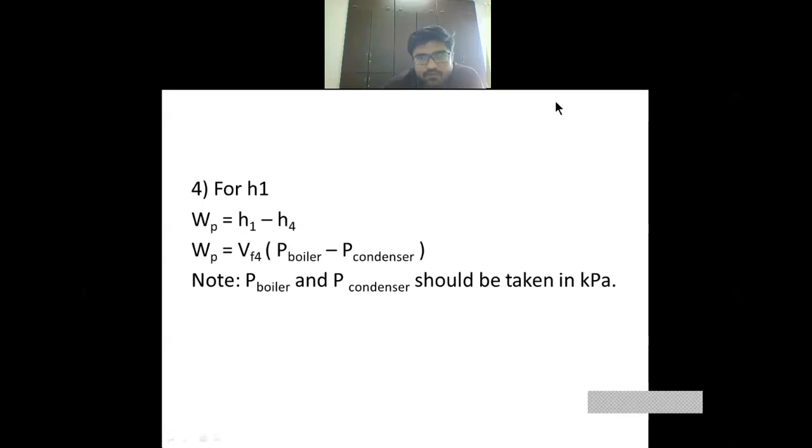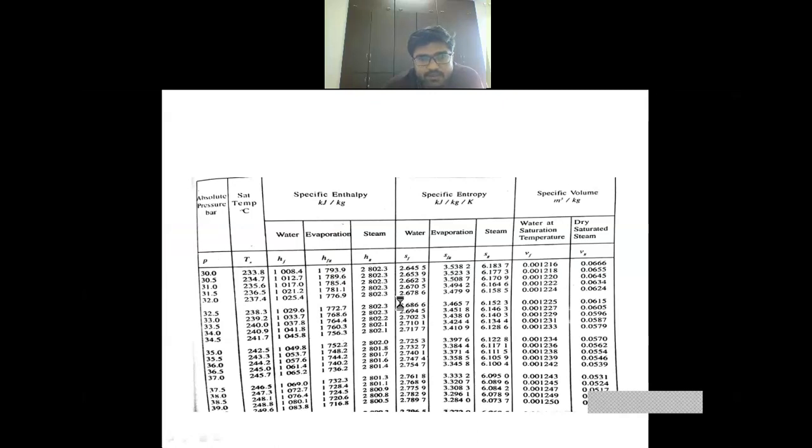So what we will do, we will find out the WP first from this equation, and we will put that value here. Now already this value is with us. H4 we already found out, so we can find out the H1. I hope that you have understood this. But let us try with an example, what we did in the example.